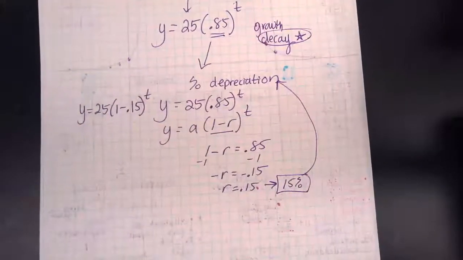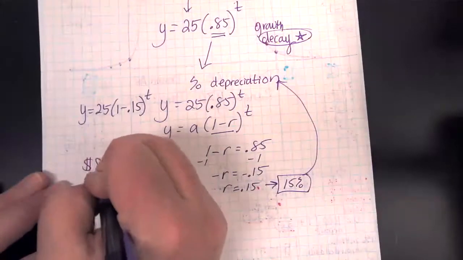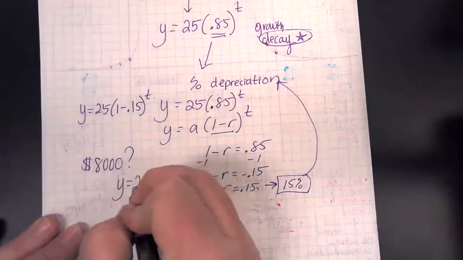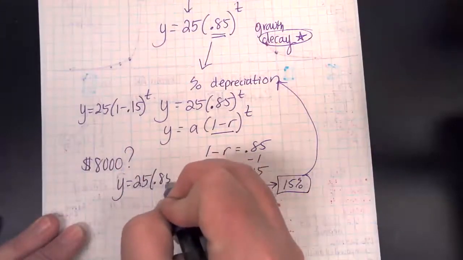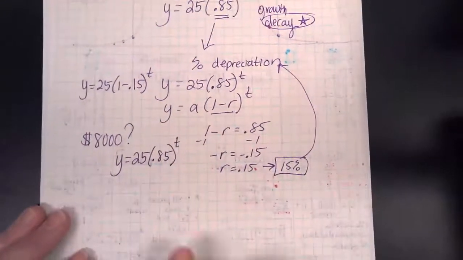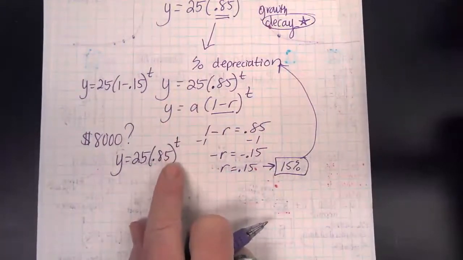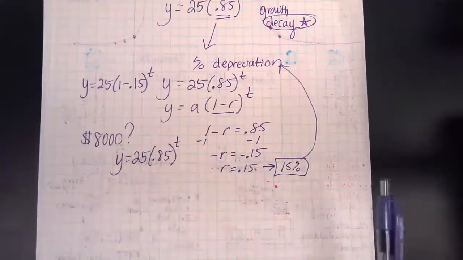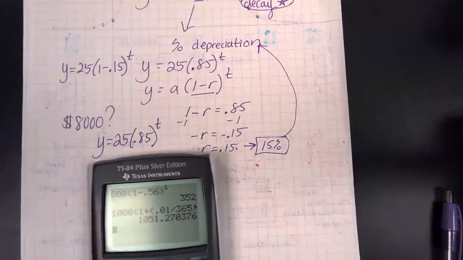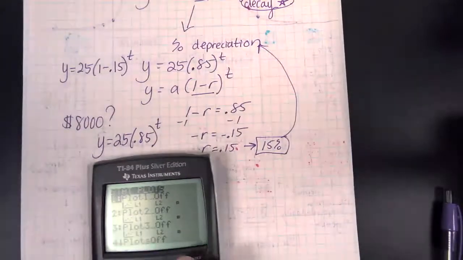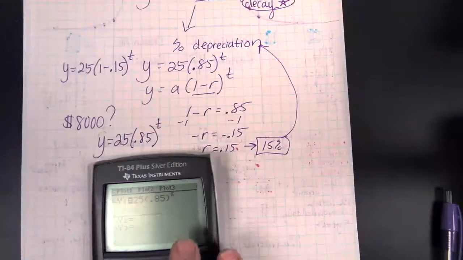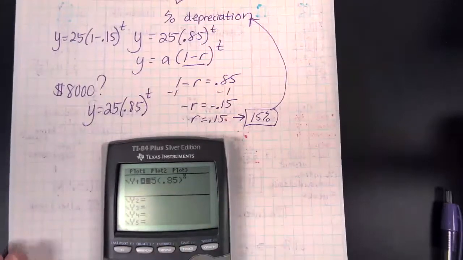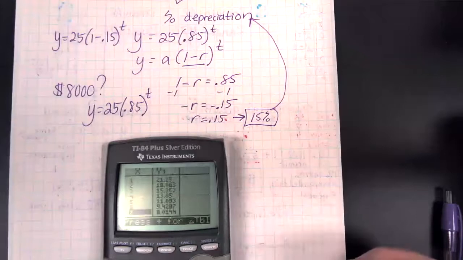Okay? And then the next question asked, hey, when is the car going to be $8,000? Well, we don't have, and somebody brought it up that we thought it was on FIM, and it kind of was. So we don't really have a method to solve for T just yet, but we're going to put this in on our calculator, okay? And on our calculator, I'm going to put it in my Y equals. So see how it's in my Y equals button? And I'm not going to graph it. I'm going to go to the table.